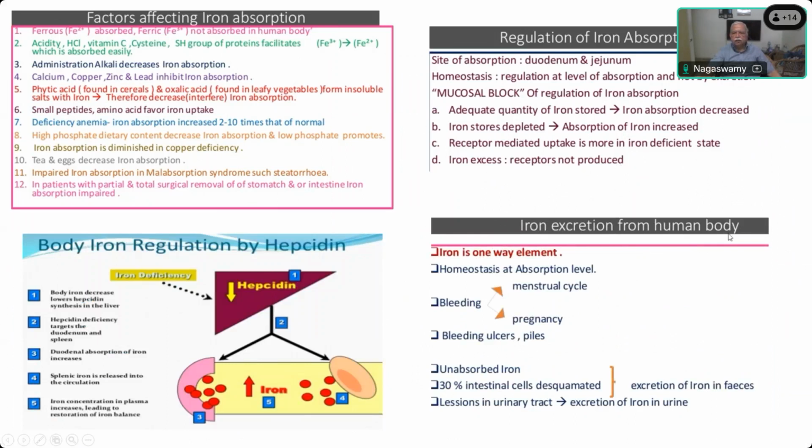And iron excretion from the human body: it is a one-way element. Homeostasis and absorption levels, menstrual cycle, bleeding, pregnancy, bleeding piles, pathological conditions, and unabsorbed iron or desquamated cells also help in excretion of iron in the feces. And with lesions in the urinary tract, iron in the urine can also be excreted through the urinary tract.